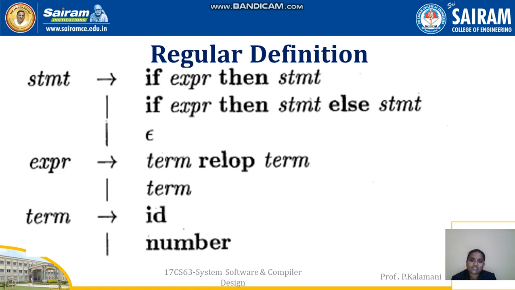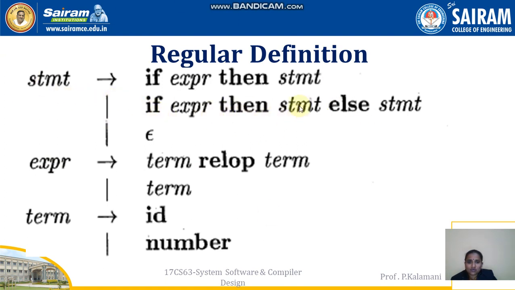How can we define statement? First we will have only a simple if statement. So statement, then arrow, then if is a keyword, then expression, then statement. We know that, for example, if a greater than 10, then statement printf something. Then the if-else statement: the statement may be if, expression, then statement, else statement.